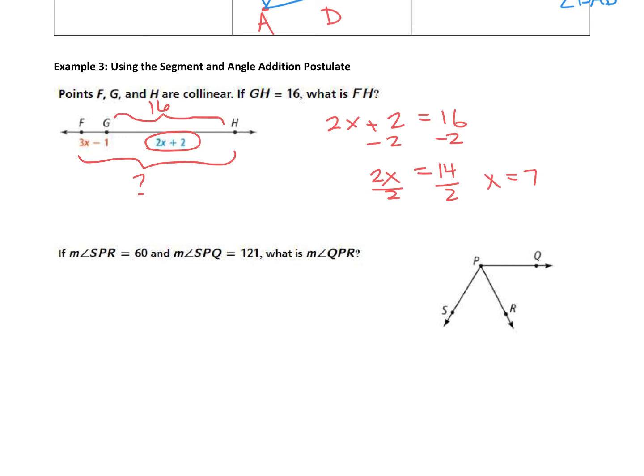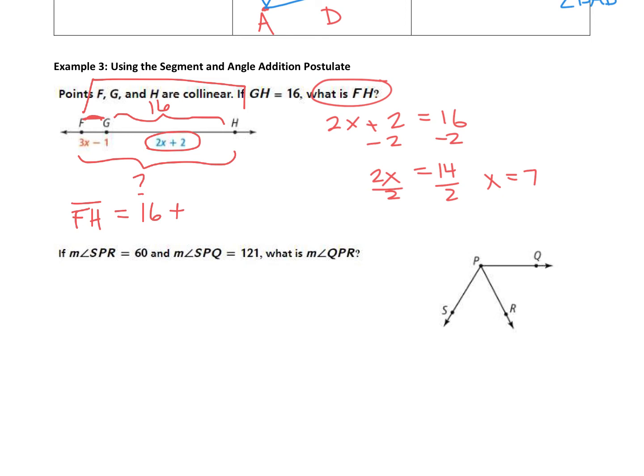This happens a lot in geometry. You're going to set something up, you're going to solve for a variable. Great, you got x equals 7. It's so easy to move on to the next problem, but have we actually answered the question? They want to know what FH is. So if we look back at our picture, using our addition postulate to go from F all the way to H, we know GH is 16, and we can add the other segment to it, 3x minus 1.